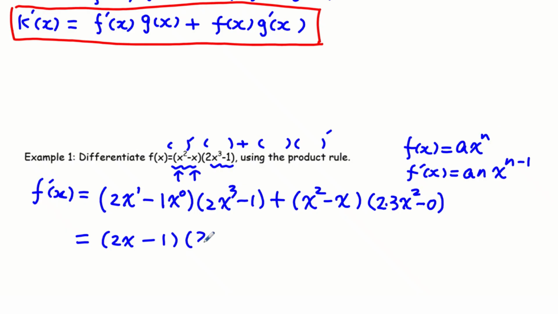Then we simplify. So copy this one down, then x squared minus x. This one, 2 times 3 is 6x squared. If the question didn't ask you to simplify, this is your final answer. You don't have to go further. Okay? This is example 1. Then we continue to see example 2. So you just need to practice.